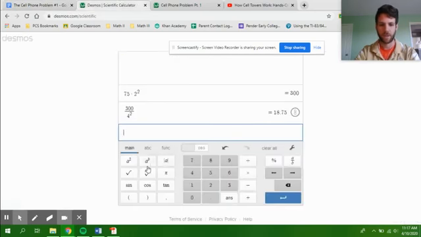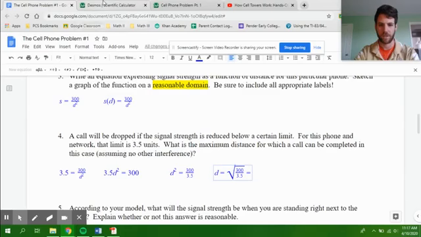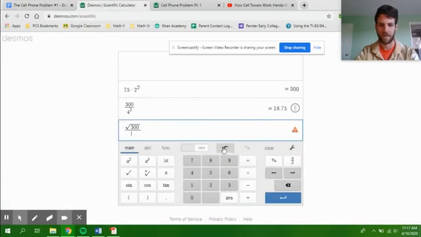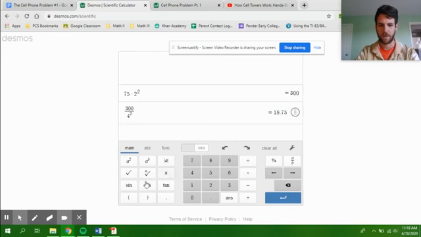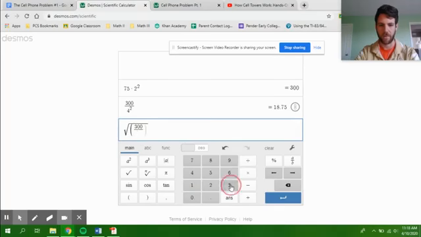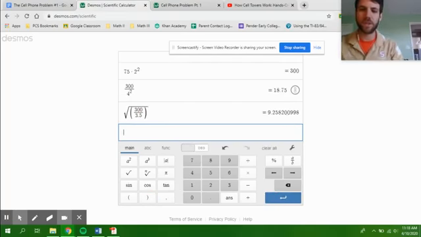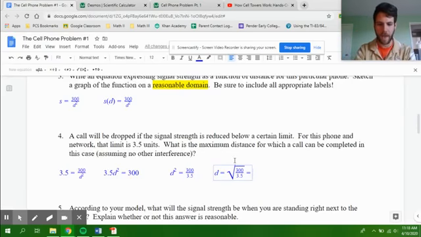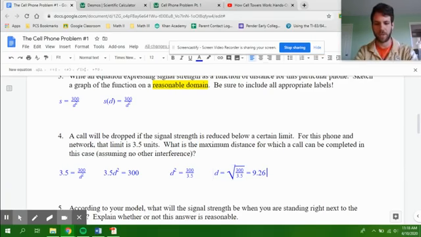And we can go to our calculator to figure out exactly what that is equal to now. So we're going to do the square root of 300 divided by 3.5. And the answer is 9.26 rounded. And that is equal to how many kilometers it would be the maximum distance, 9.26 kilometers for distance.